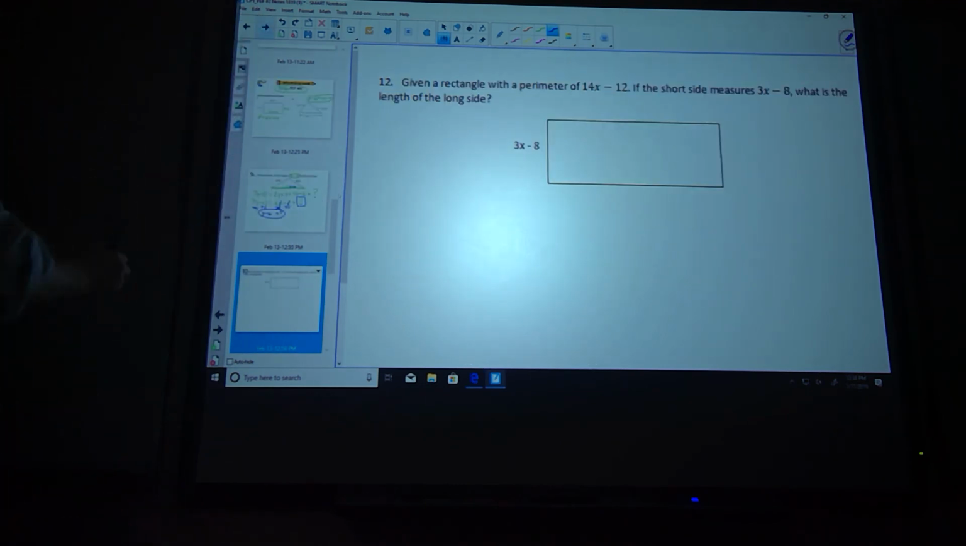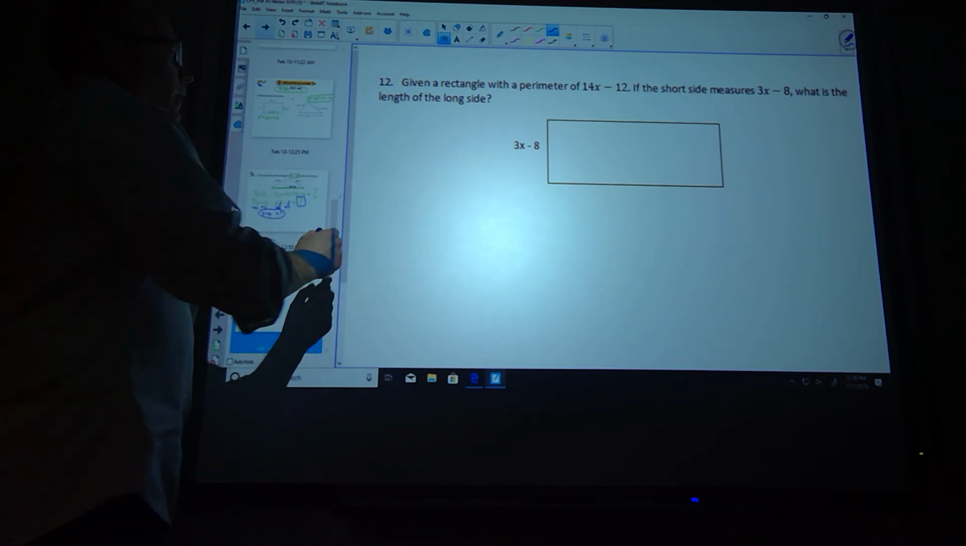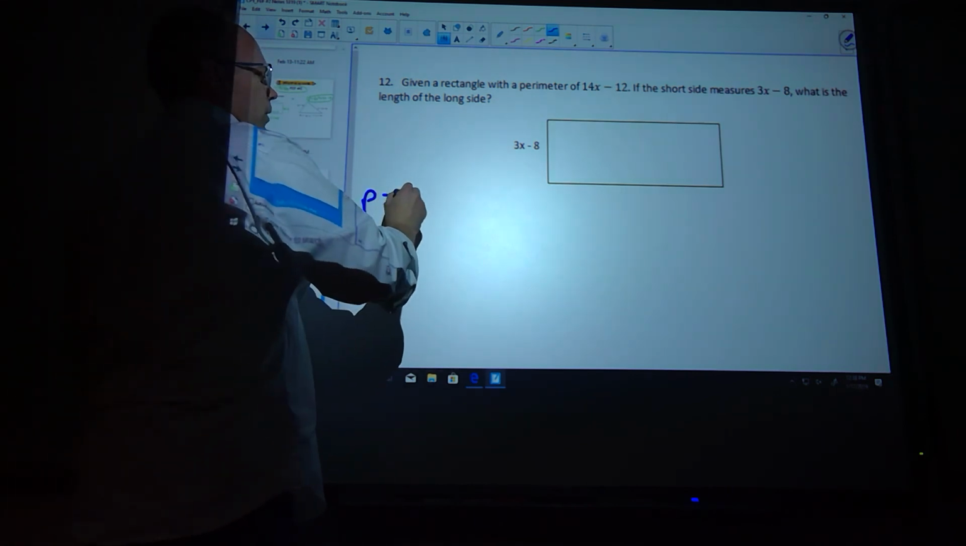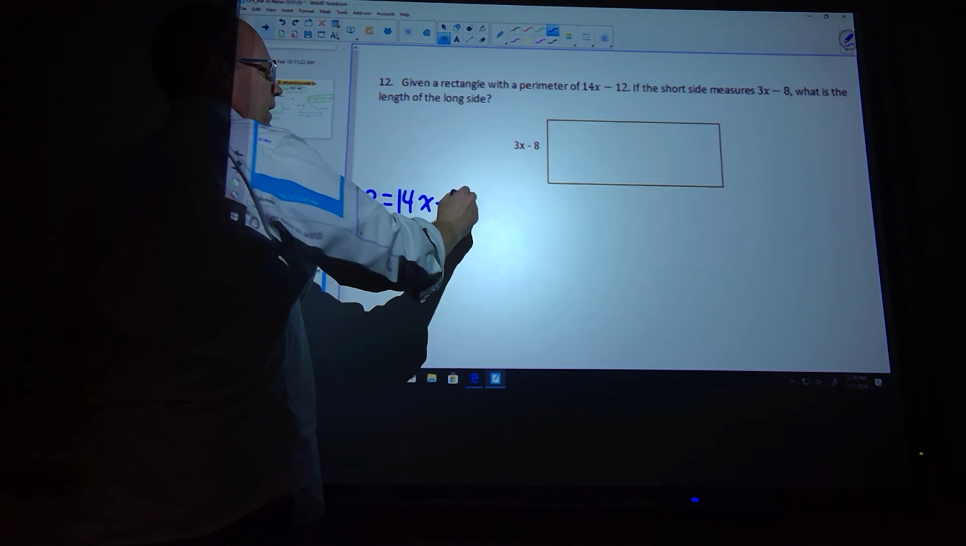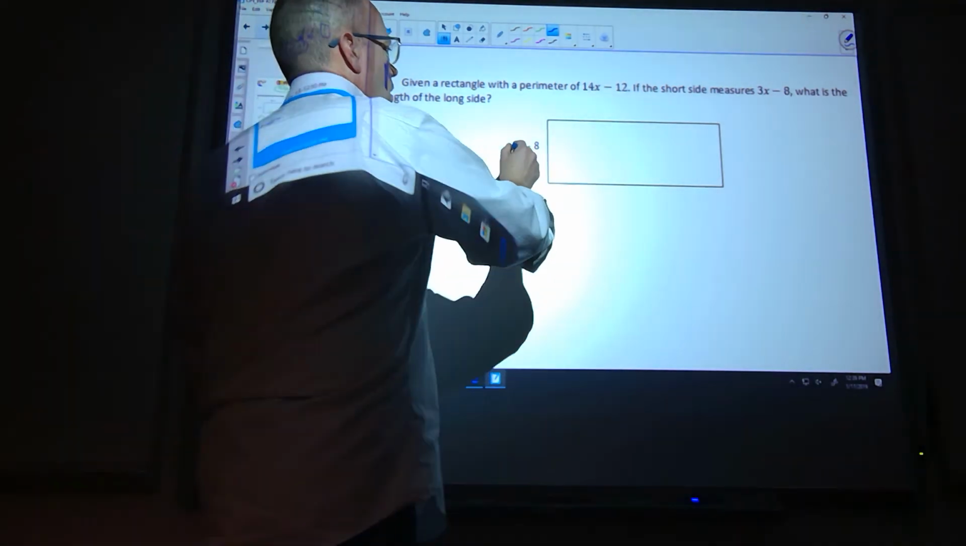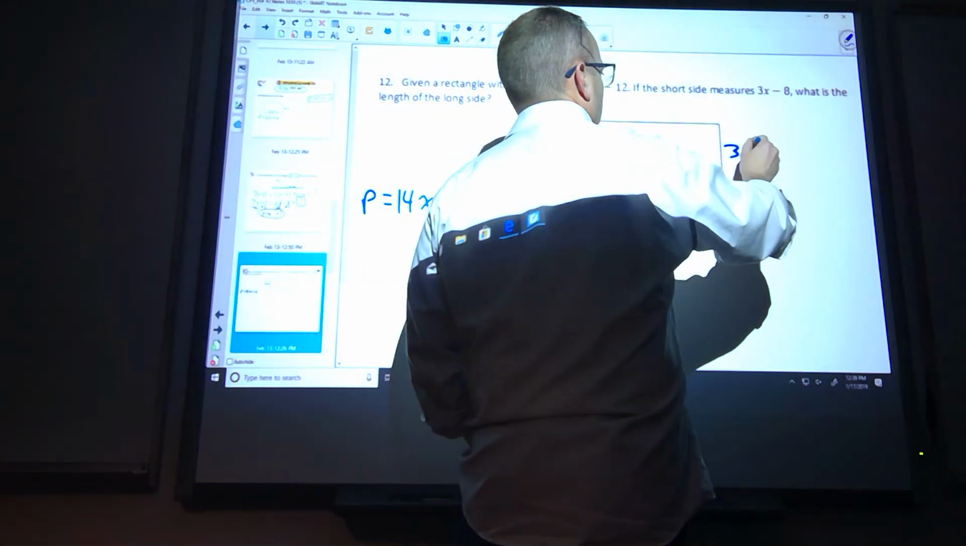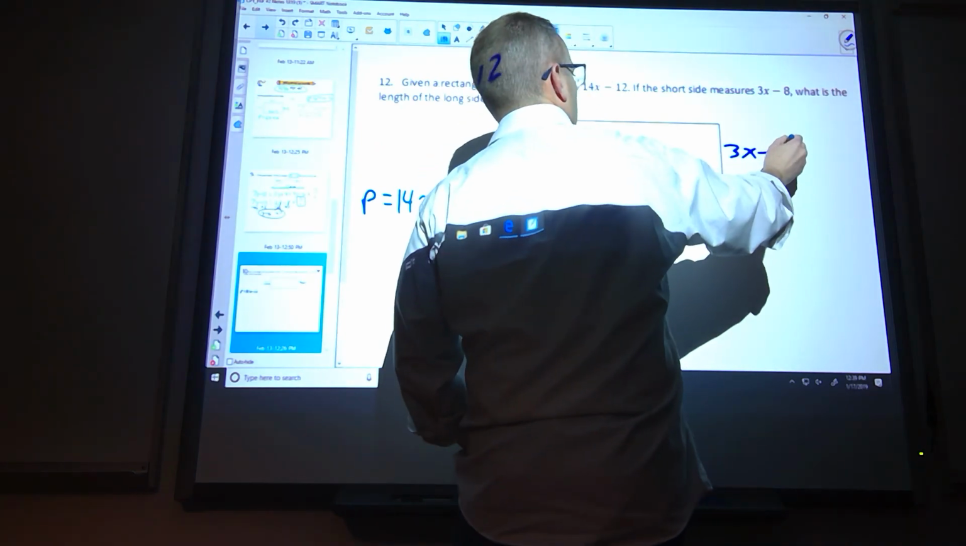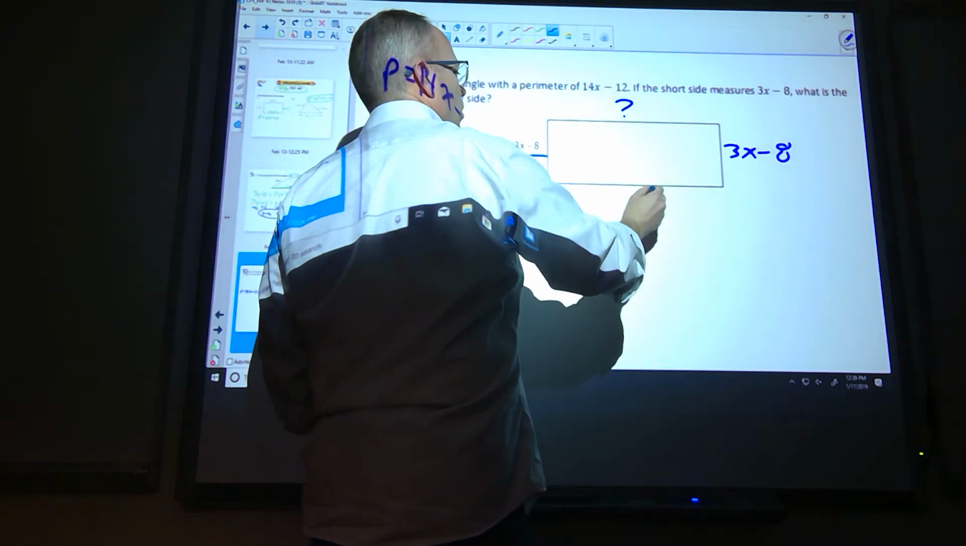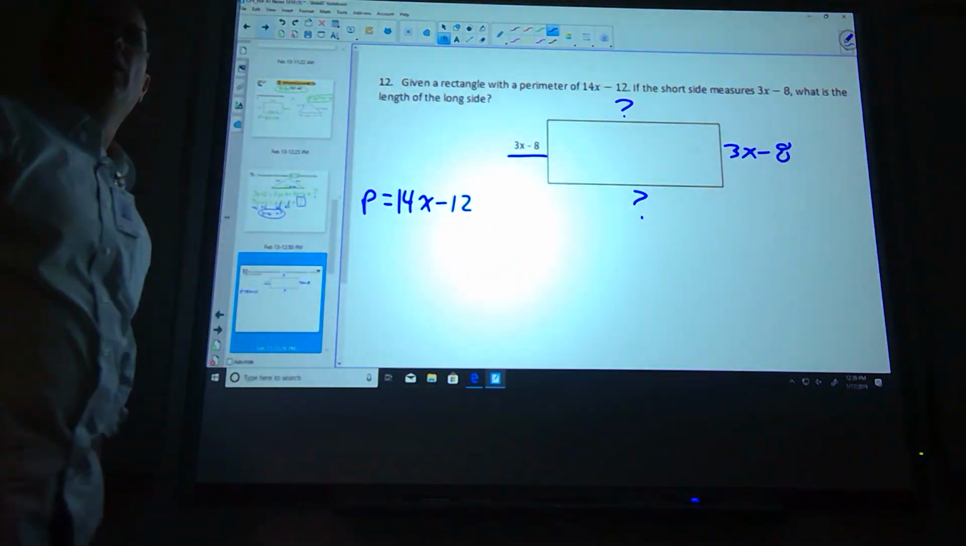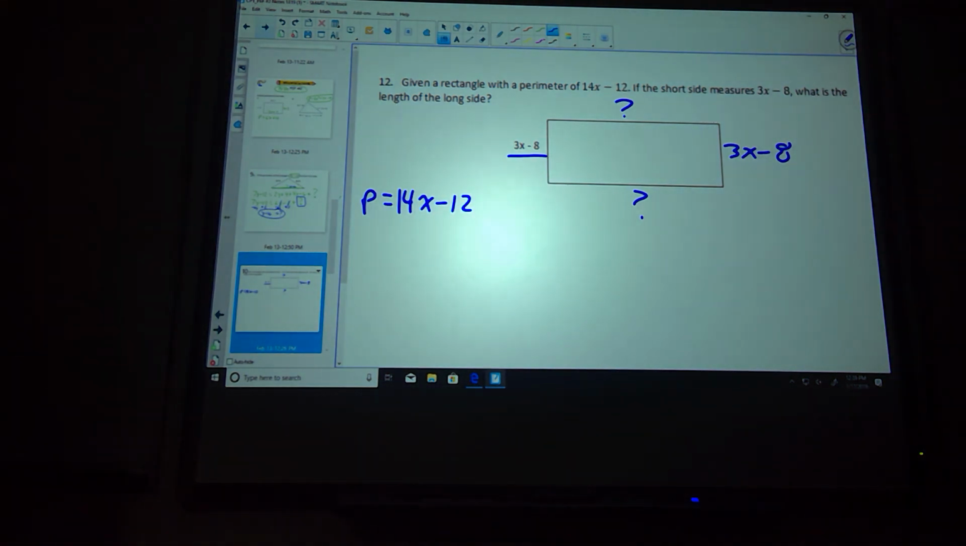Yeah. All right. Given the rectangle, this rectangle has a perimeter of that. Okay, so they tell us we have a perimeter of this for this whole rectangle. Okay, we know that this side and this side are both 3x minus 8. So I have question mark and question mark. So how many question marks are up there? 2. Everyone agree with that?